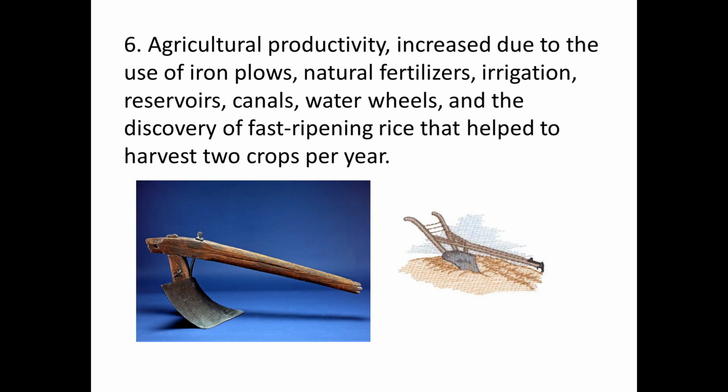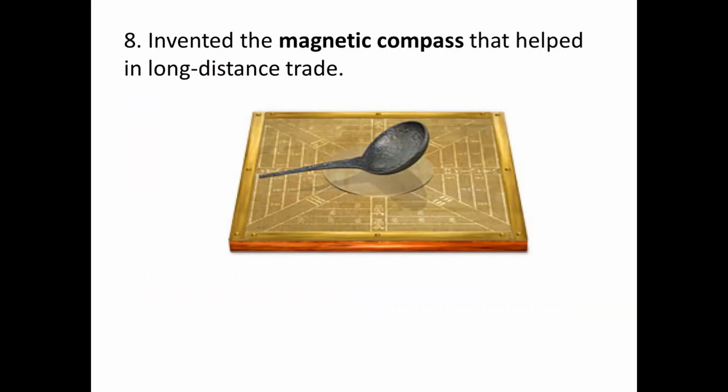So agriculture, because of iron plows, natural fertilizers, irrigation, reservoirs, canals, water wheels, and the two crops per year, helps to make the productivity of agriculture increase.